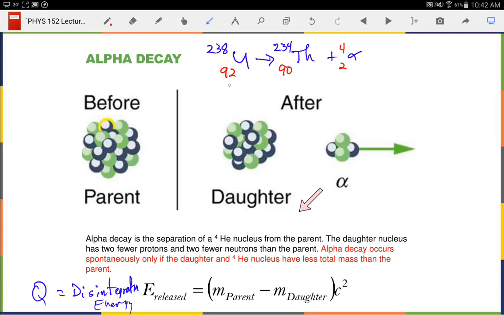And so if we start here with 92 protons, how many electrons did we probably have with it? 92. So we had, neutral, 92 electrons there. We have 90 protons here. How many electrons should the thorium have? It's going to have a -2 charge initially because it's going to have the extra 2 electrons at the instant that it's made. What about the alpha particle? It's a +2 because it has no electrons.